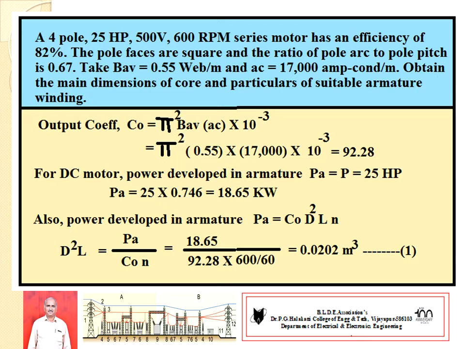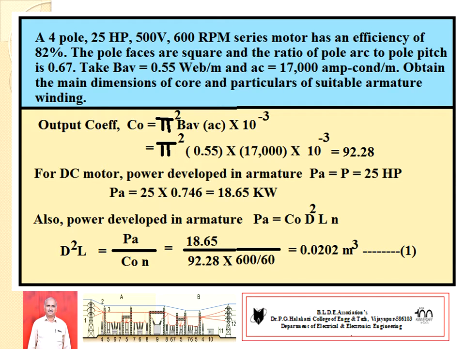For DC motor, power developed in armature PA is approximately equal to P. So this is given 25 HP. Then very first step we have to convert into kilowatt by multiplying 0.746. So directly PA equal to 18.65 kilowatt. And also power developed in armature PA equal to C naught into D square Ln.